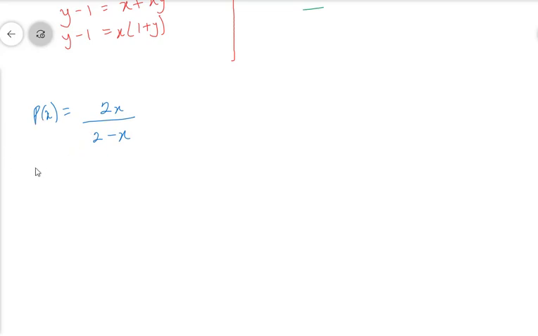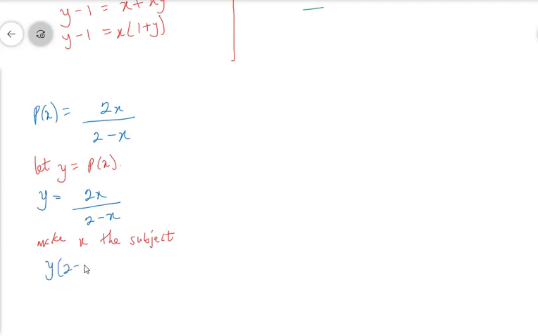So we can start off by saying that we're going to set the function to y. Let y be equal to the function p of x. If this is the case, then I can rewrite the function as y is equal to 2x over 2 minus x. Now at this point we make x the subject. Making x the subject, this will get us y multiplying 2 minus x, which is going to be equal to 2x. Now expanding this bracket, 2y minus xy should be equal to 2x.